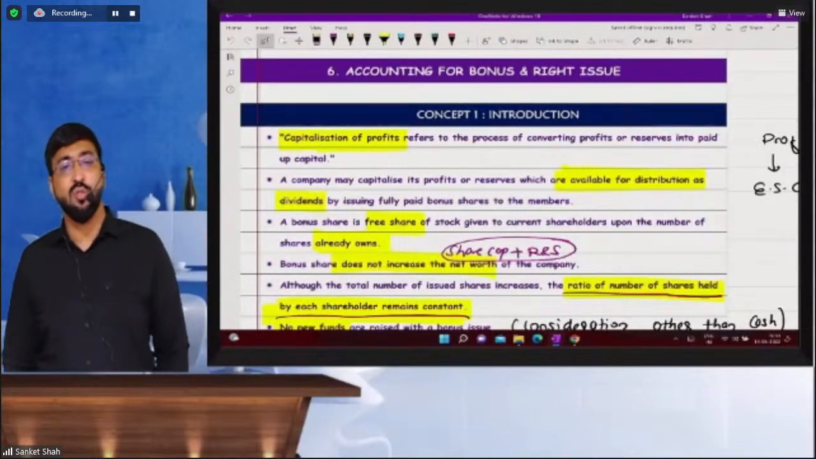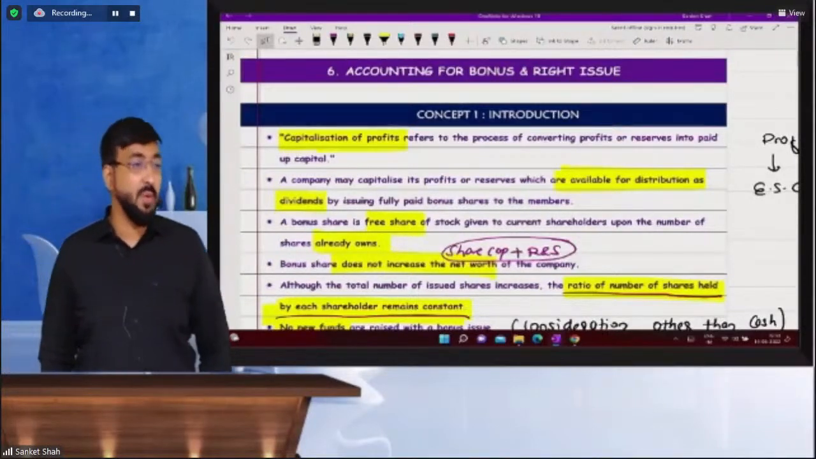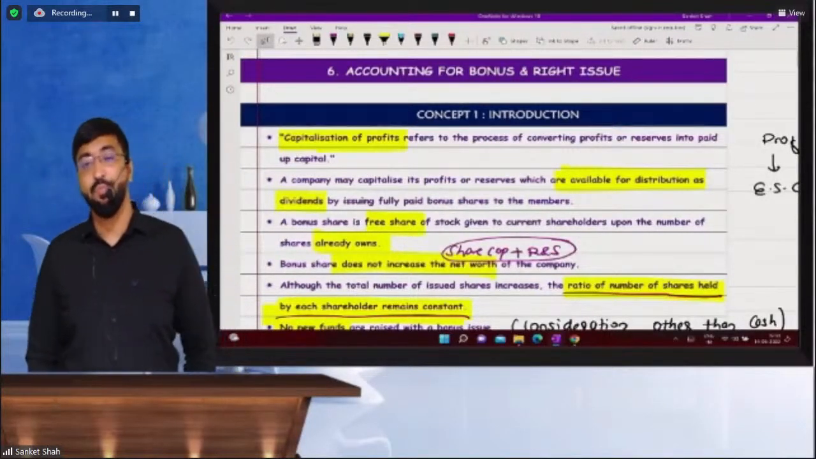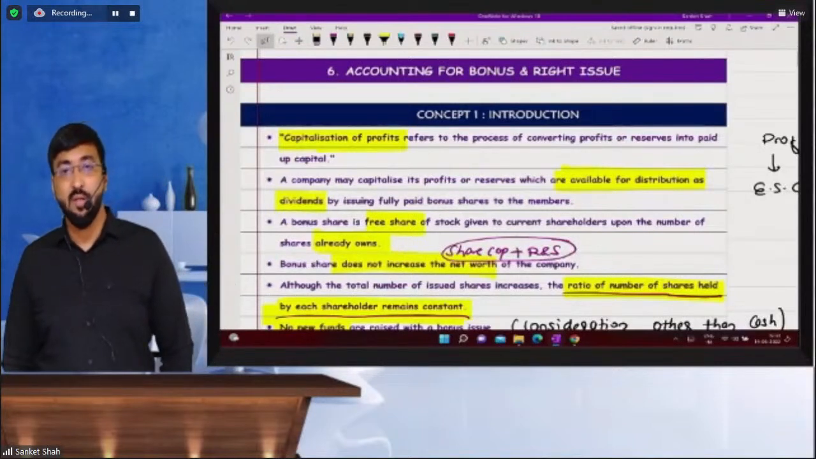CRR can be used only to issue bonus shares. This is a specific reserve, and securities premium is also a specific reserve. The second part of this chapter is right issue.